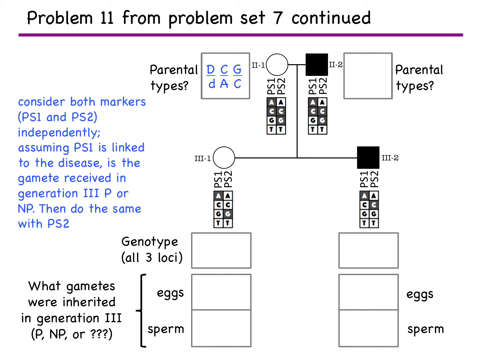One may be linked, one may not, maybe neither of them are linked, but what I want you to do is consider them independently, okay? So assuming PS1 is linked to the disease, is the gamete received in generation 3 a parental or non-parental?